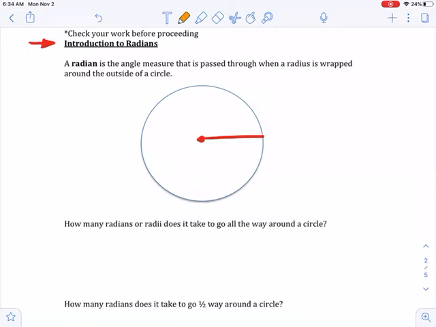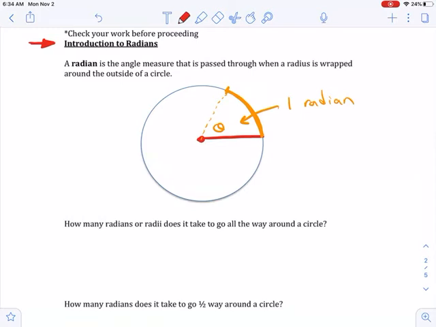So, in a circle, we have 360 degrees, right? But if I took that radius, which is this little red line right here, and then I just started to mold it around this circle, I'd be able to get a certain distance, okay? So I'll just say there. And then this angle right here that I was able to form, this is going to be 1 radian, okay?